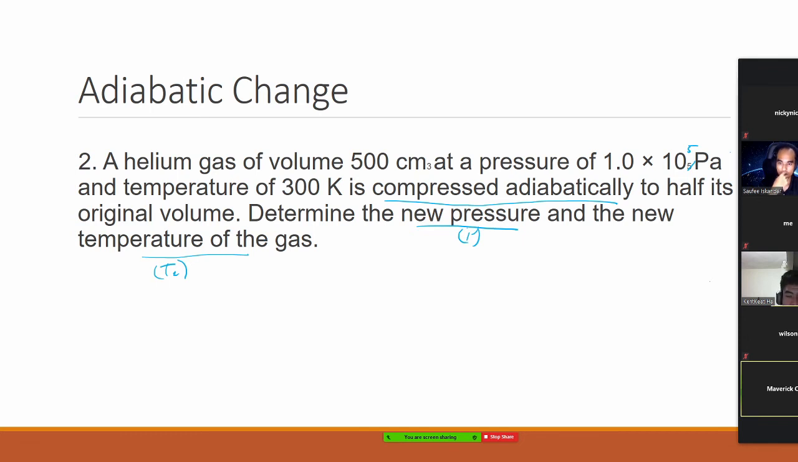The volume here should be converted to cubic meters, because the unit for pressure is Pascal, which means the volume should be in cubic meters.